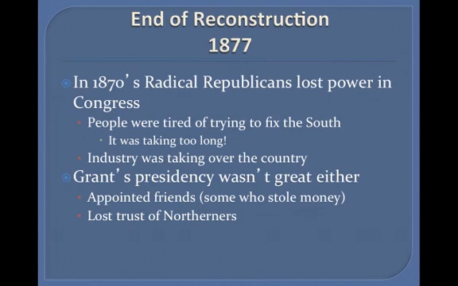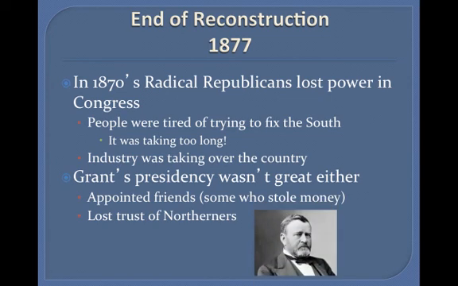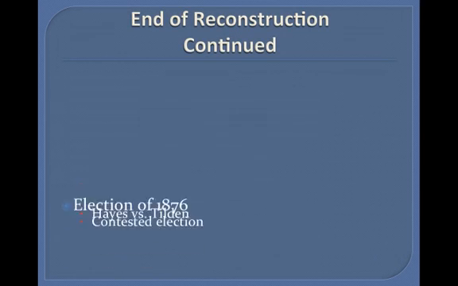Ulysses S. Grant was president after Andrew Johnson, and his presidency wasn't that great either. There were a lot of questionable things going on. There was a lot of corruption, and a lot of the Northerners basically just flat out lost trust in the government and in Grant, and this causes some issues too, which leads us to the end of Reconstruction.